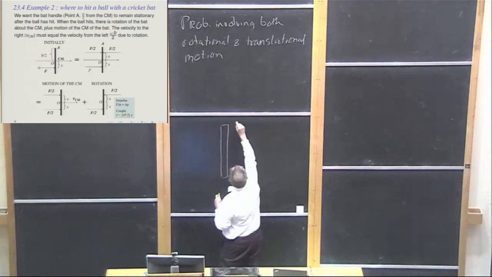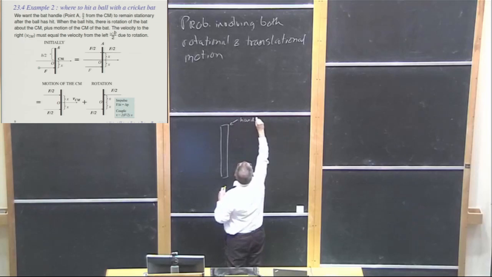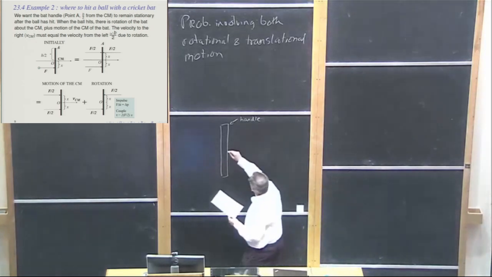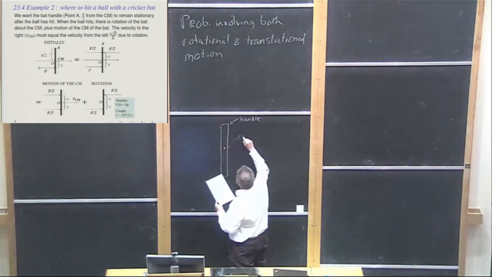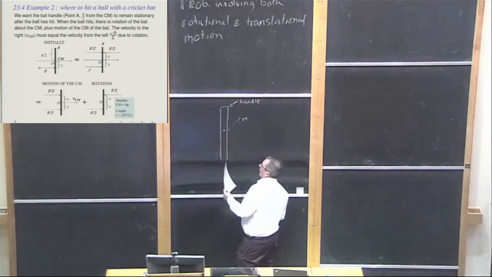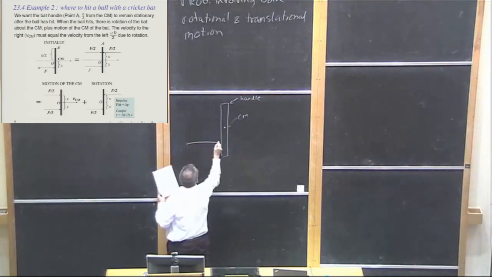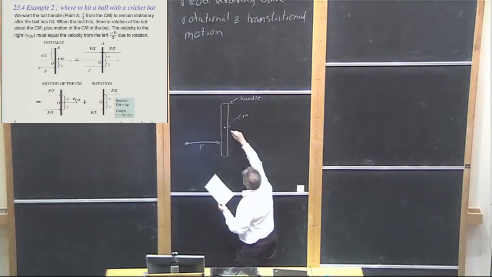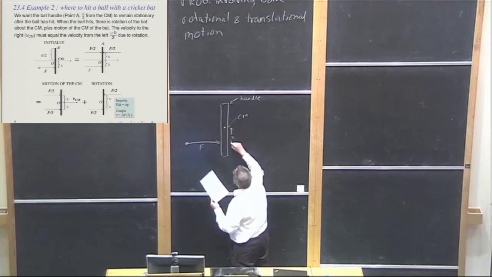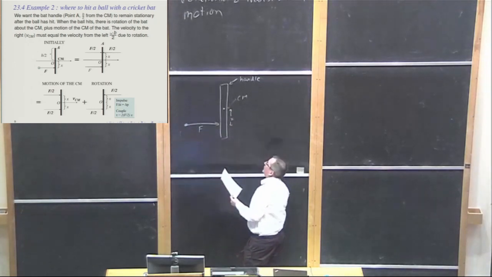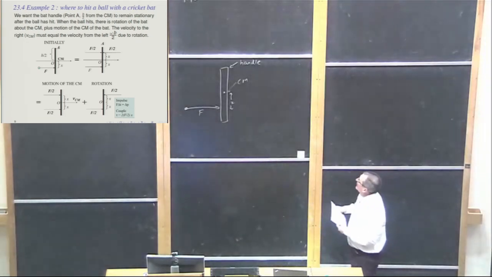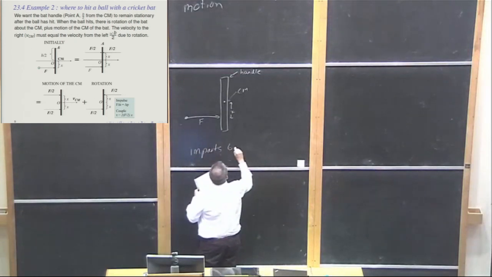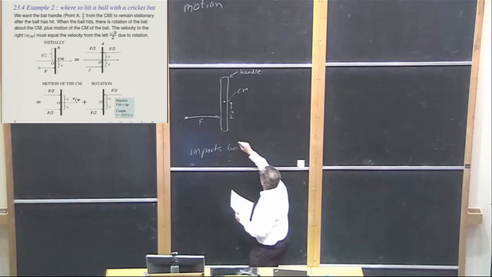So this is the bat, and this is the handle. It's a very idealized bat. This is the center of mass. And the ball hits it at some point, gives the force, and the point is a distance x below the center of mass. The deal is that this imparts both translational and rotational motion.